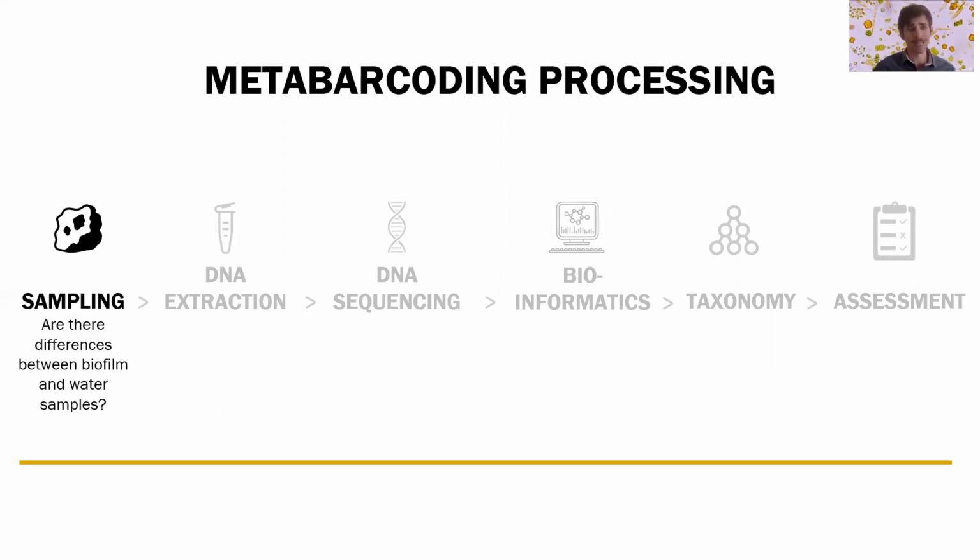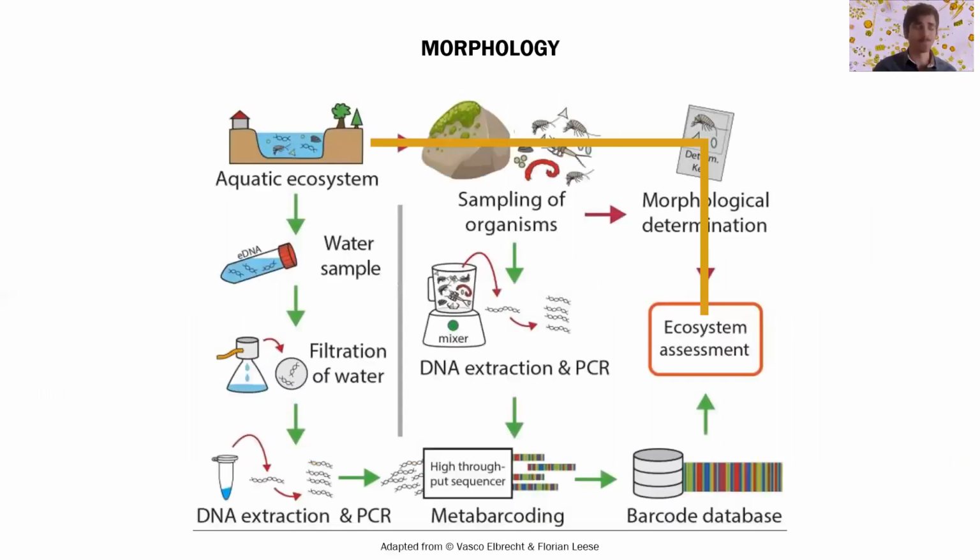So for sampling, I want to ask the question, are there differences between a biofilm and water sample? Traditionally with morphology, we go to an aquatic ecosystem, and for the most part, I'm going to be talking about wadable streams and rivers, but much of this can also be applied to lakes and wetlands, given the appropriate adaptation. But say we go to a stream, our traditional method is we sample a biofilm, collect the biofilm, process the biofilm for diatoms, and look at those under the microscope, and then use those to determine our ecosystem assessment designation.